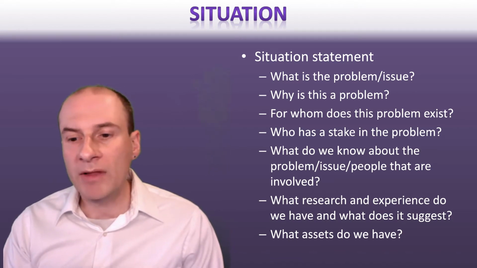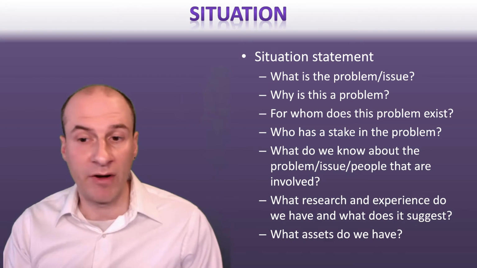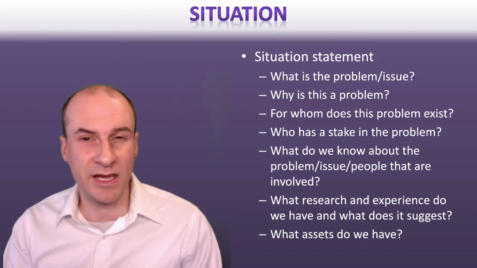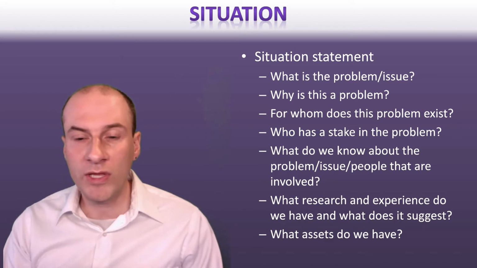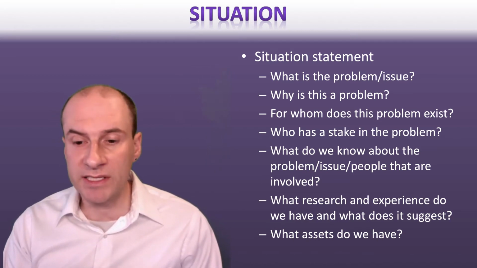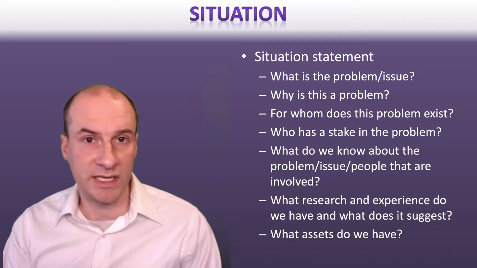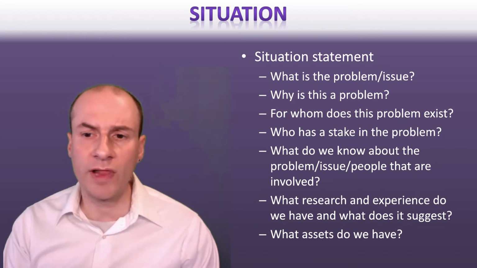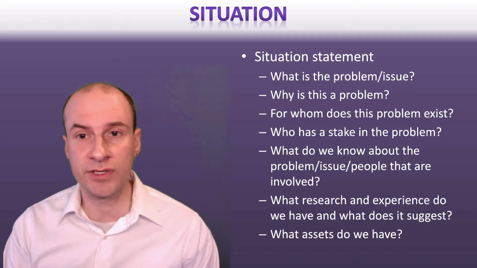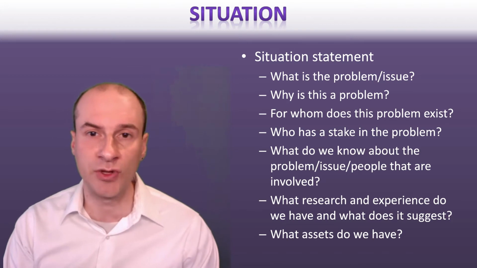What do we know about the problem or issue and people that are involved? So again, here being a little bit more specific to your institution. What do we know from research and experience about the problem, and what does it suggest? And what assets do we have? So these are kind of overlapping factors that we could consider in sort of describing the situation overall.